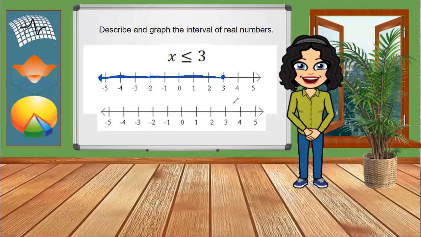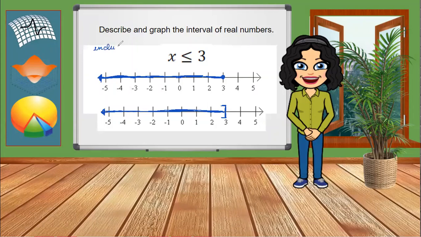Another way we can denote this, since it's included, we can use a square bracket facing the direction of which way x is going. So we're going to shade to the left. Using this way helps with interval notation. So if you're getting used to interval notation, this is good practice.